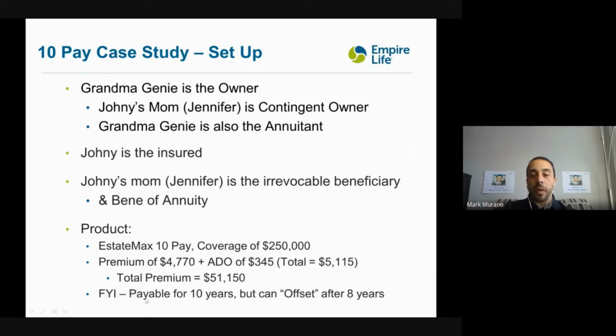Please note they do anticipate to pay for the full 10 years at the $5,100 a year for 10 years. But with the flexibility of ADO, please note that this contract will be fully funded after 8 years of payment. So if they did want to stop paying for some reason, there is enough cash value to pay up the last 2 years of the 10 pay after 8 years. So again, the power of having ADO on your contract.